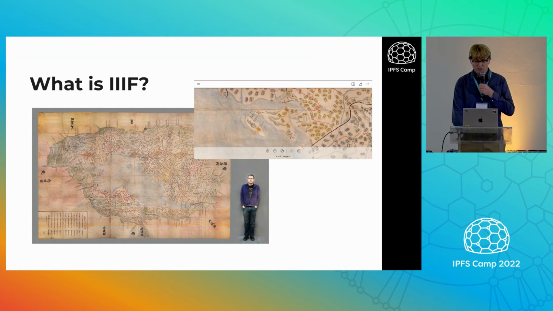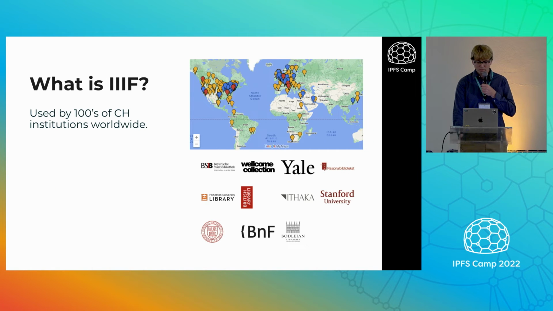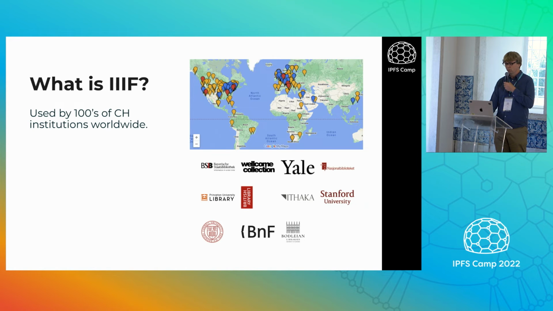So here's a great example of what you can do with it. This is a Japanese tax map with the guy, Wayne, who digitized it from Stanford to show scale. And then overlaid at the top, you can see a IIIF viewer that's loading up this 8-meter, whatever it is, tax map. And you can zoom right in on the individual houses. So IIIF is used by hundreds of cultural heritage institutions worldwide, all the big ones, basically.